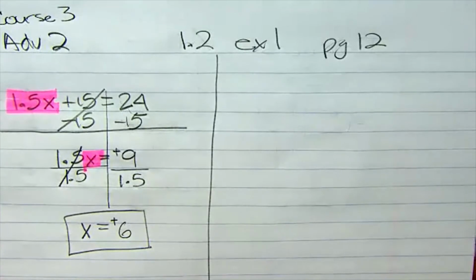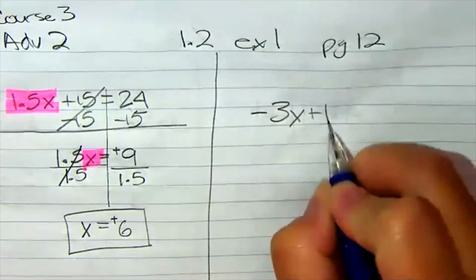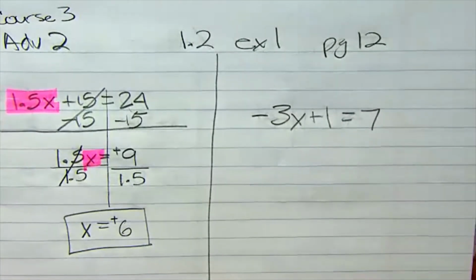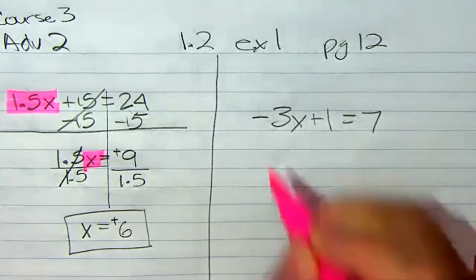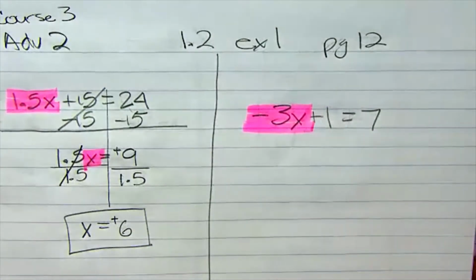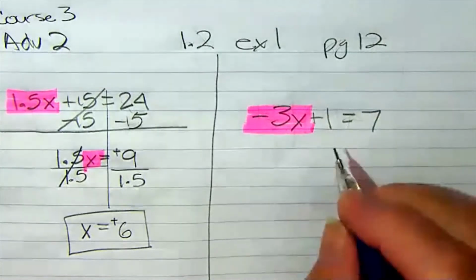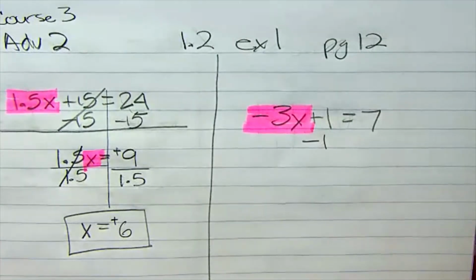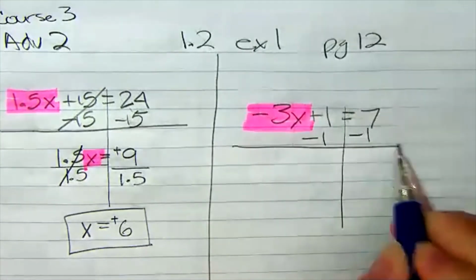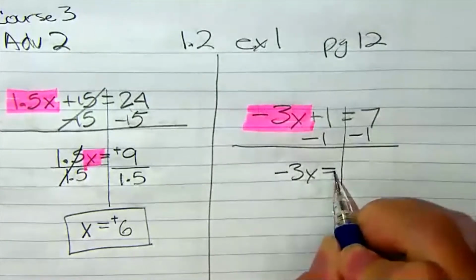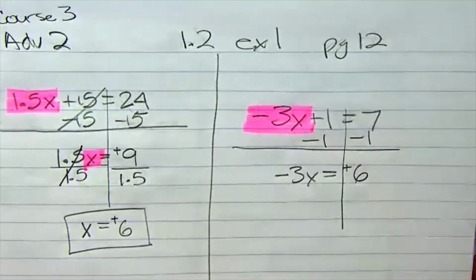So let's do another example. Negative 3x plus 1 equals 7. So my whole goal is still to isolate the variable. And to do that, I need to get rid of this positive 1. So I'm going to subtract 1. And what I do to one side, I must do to the other. So I'm left with negative 3x equals, I have a positive and a negative, so I'm going to subtract and keep the sign of my largest number.